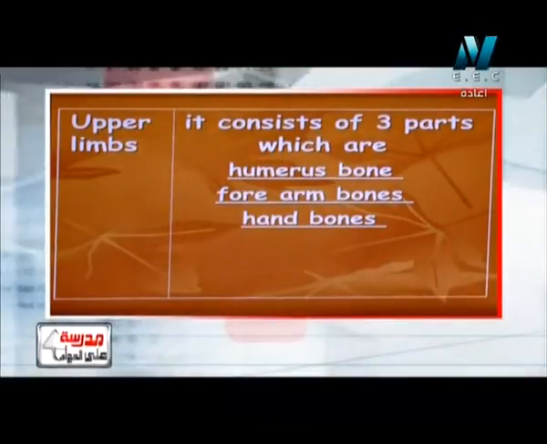The first part is the humerus. The second part is the forearm bone, and they are 2 bones.